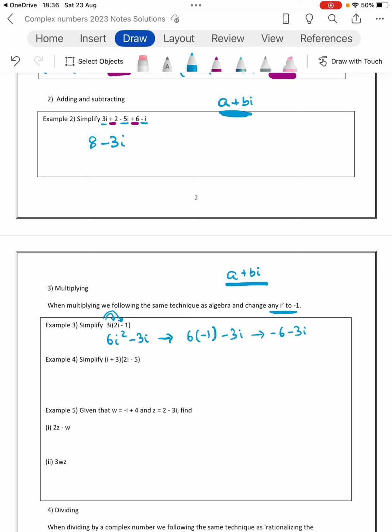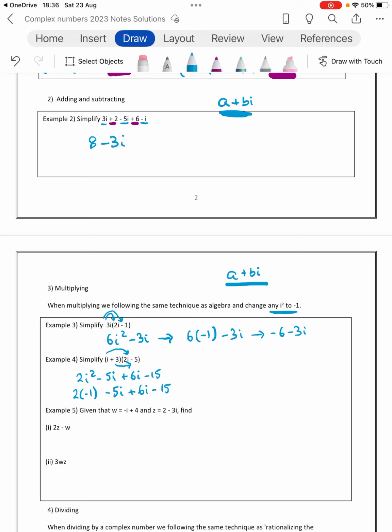If you want to use boxes to multiply something like this out, you can. It's the exact same as if they were x's. So here I'm going to multiply i by that bracket, and then I'm going to multiply 3 by that bracket. So i by that bracket is going to be 2i squared minus 5i. 3 by the second bracket: 2 3s are 6i, and 3 5s are minus 15. And again, the i squared needs to change to be minus 1. So I'm going to have 2 times minus 1 minus 5i plus 6i minus 15.